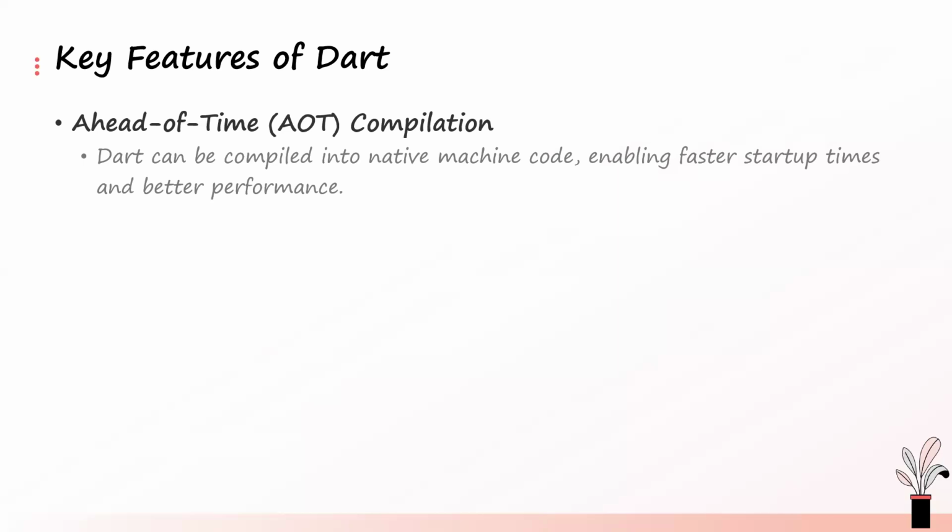All right, so a language like C#, C++, Golang, especially Golang and C++, because C# will not be said to be 100% compiled. But a language like Golang, a language like C++, a language like C, they are 100% compiled. So that can be compiled into native machine code, enabling faster startup times and better performance.